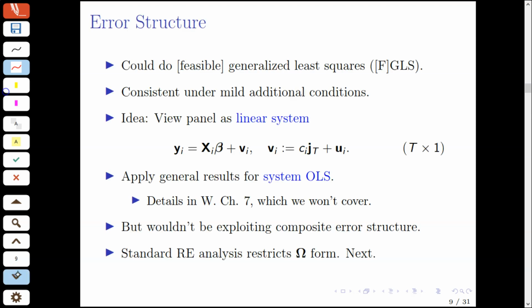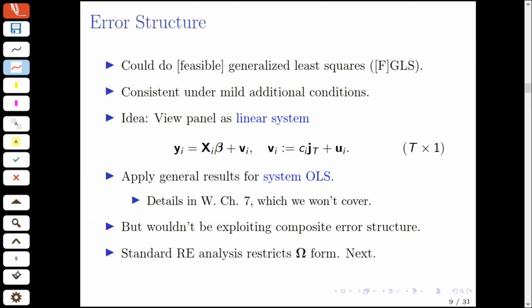Let's proceed to discussing the error variance structure, or error structure. At this point, given the assumptions that we've made thus far, we could proceed with a generalized least squares approach to estimation, or rather a feasible version thereof, or FGLS. The resulting estimator would be consistent, at least under mild additional conditions.